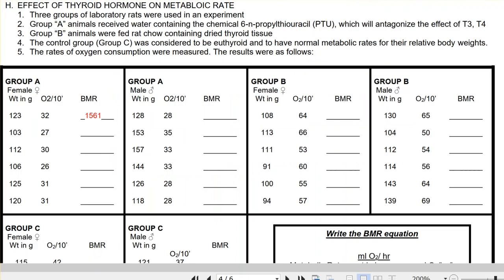So the next piece of your lab is all about the groups of rats. You have 3 groups of rats here. Group A received a chemical that antagonizes T3 and T4, so that means it blocks it somehow. Then you have group B animals that were fed rat chow containing dried thyroid tissue. And then we have our control group right here that are euthyroid, or normal thyroid levels, and have normal metabolic rates for rats for their size and weight.